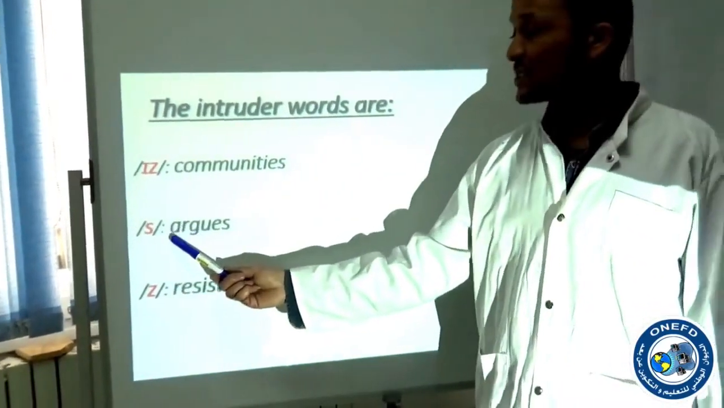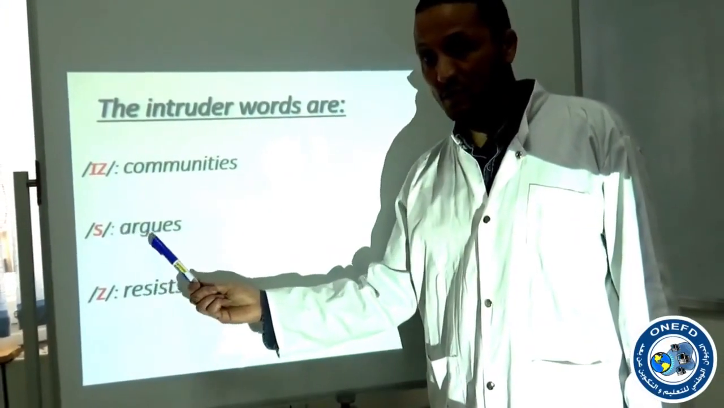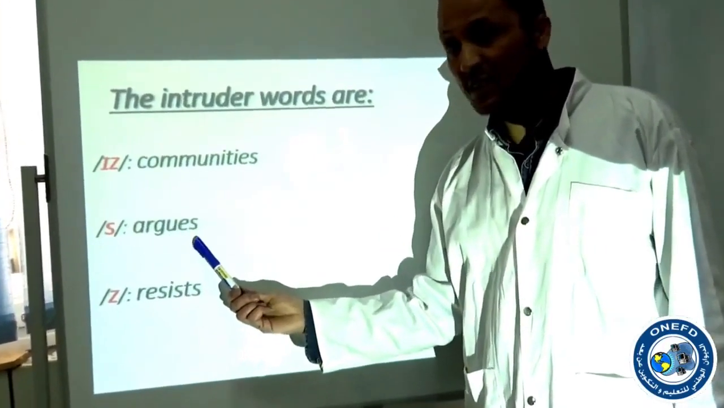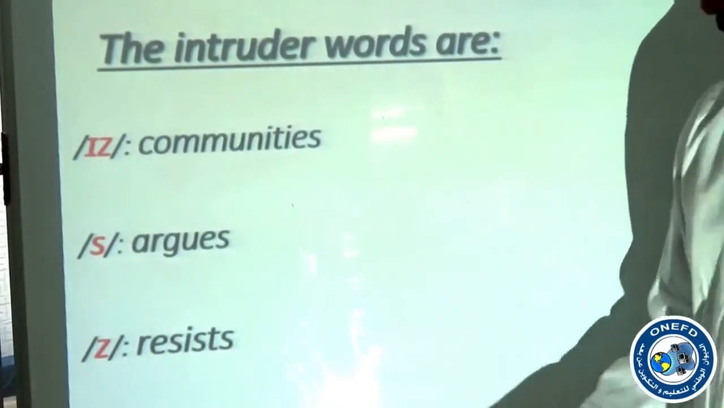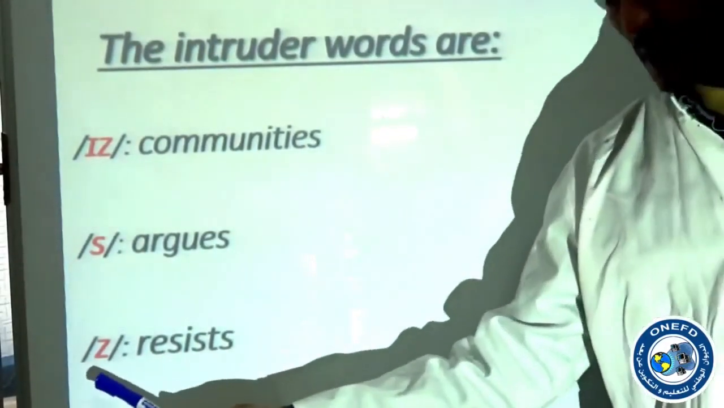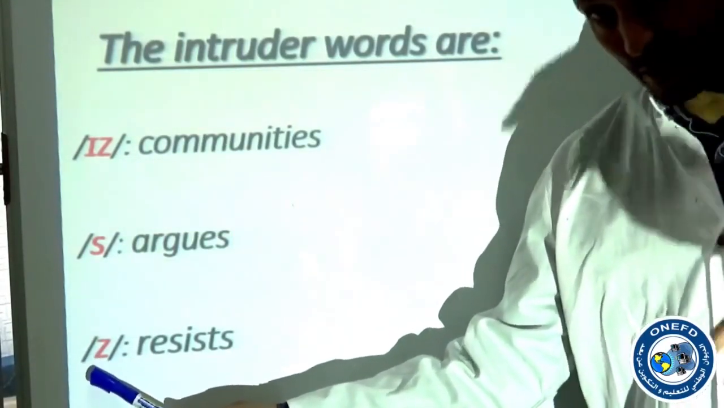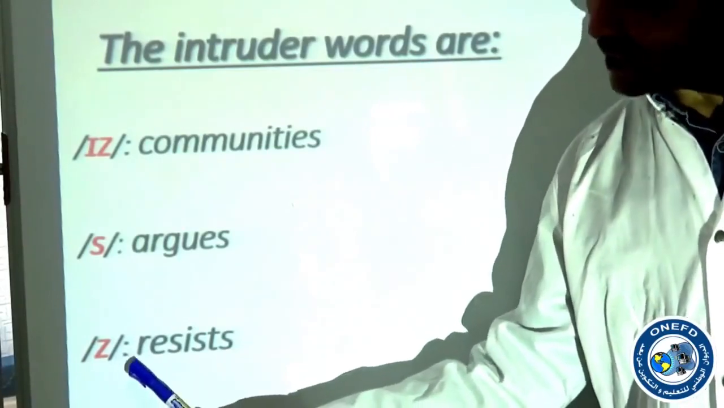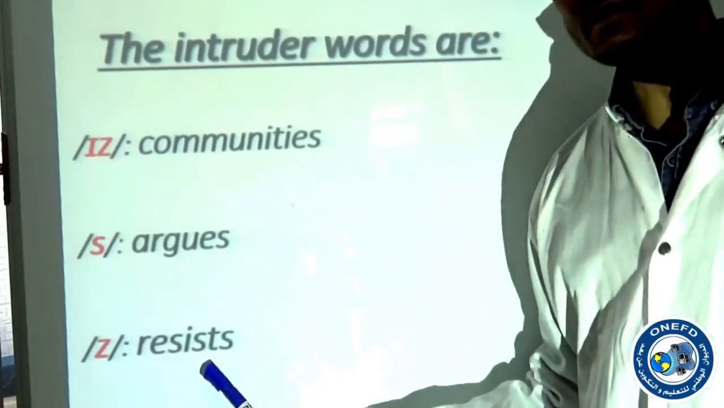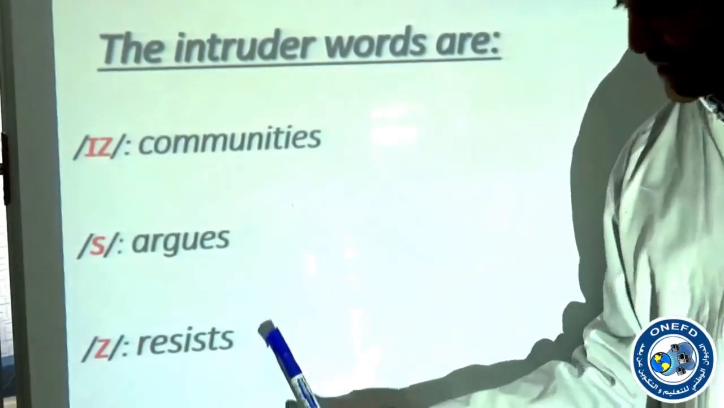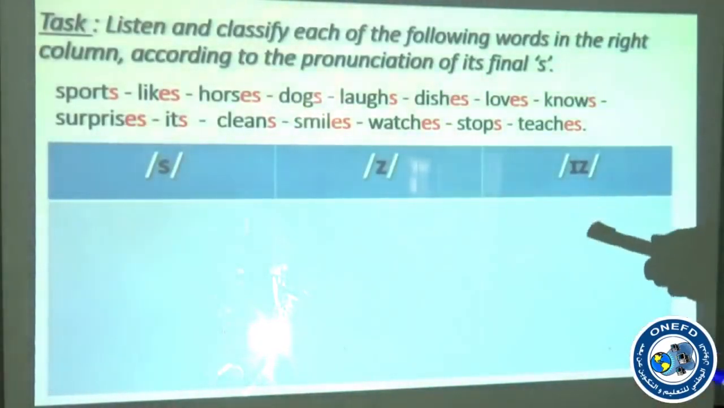Here, the list of the sound s. Argues, it is not s. So this is the intruder word. And the last list, the words which have the final S pronounced as iz. This last word, resists, is not pronounced iz. So it is the intruder. Okay, let's move to the last task.